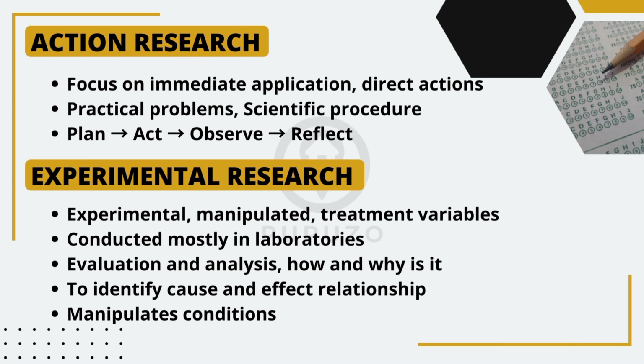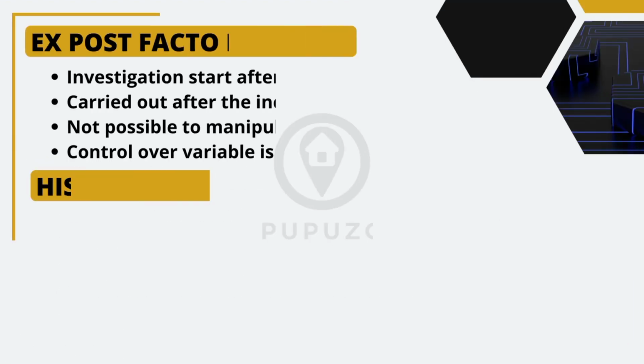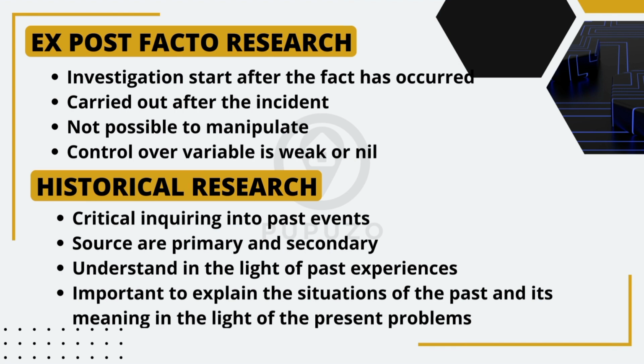Experimental or laboratory research involves the manipulation of variables in a controlled environment, typically a laboratory. It aims to evaluate and analyze cause and effect relationships, identifying the factors that influence outcomes. This type of research follows the law of single variable, where one variable is manipulated while others are controlled to determine its impact.